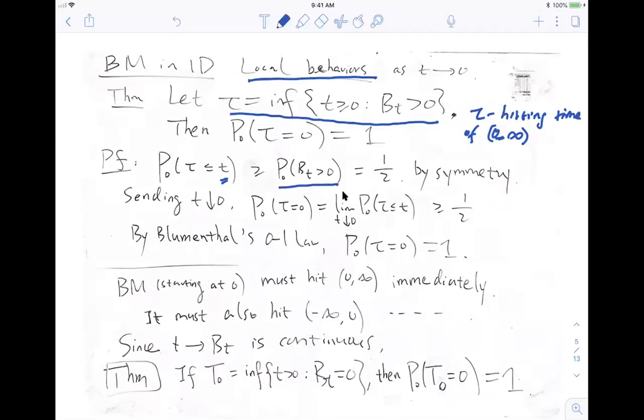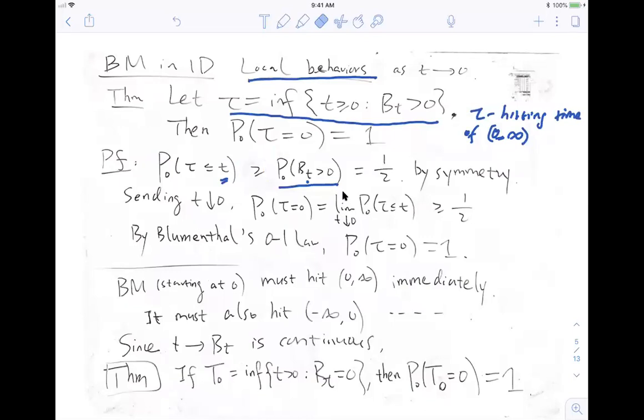So if B_t is bigger than 0, probably not the first hitting, but the first hitting should at least be smaller than t, right? It can be larger than t. So if t is bigger than 0, then the stopping time, or the hitting time, should be less than t. Of course this is true, trivially true by definition.